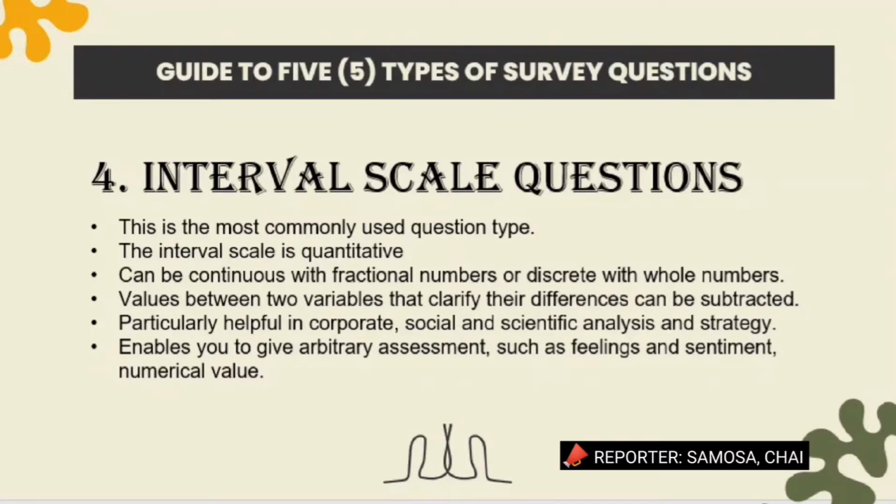24.5 days, or it can also be a whole number like 8 years and so on. Values between two variables that clarify their differences can be subtracted. What I've said earlier, 3.5 weeks can be subtracted into days, which is 24.5 days. It allows you to calculate the mean and median variables.